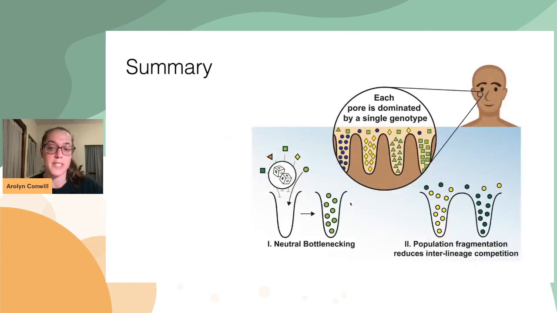So to sum up, we studied C. acnes biogeography on individual people. We found that C. acnes lineages can coexist across individual skin, but not within the same pore. And furthermore, colonies isolated from within the same skin pore are nearly clonal, less than 1 mutation apart on average. And we think neutral bottlenecking rather than selection drives this low within-pore diversity.